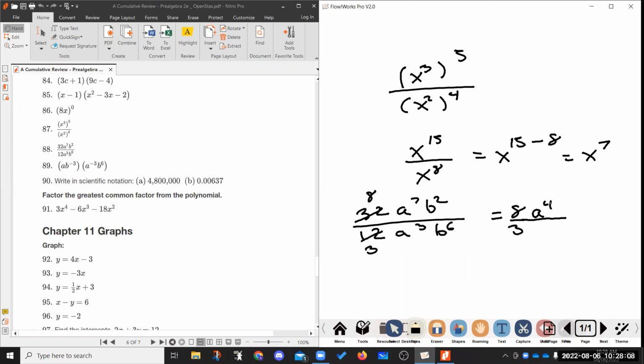There's more b's in the denominator, so I'm going to subtract 2 from 6. 6 minus 2 is going to be 4. So I'm going to put those 4 b's in the denominator because I'm subtracting 2 from 6. This is 6 minus 2. This was 7 minus 3. I always subtract the smaller number from the bigger number because I want positive exponents when I'm done.